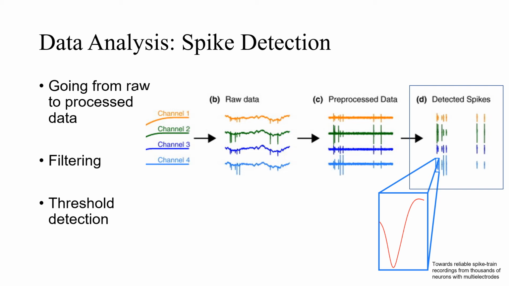For single unit analysis, the desire is to look at the activity of individual cells. But if each channel detects spikes from multiple cells, how can we know which spikes belong to which neurons? You might be able to see that among these detected spikes, some have different heights.